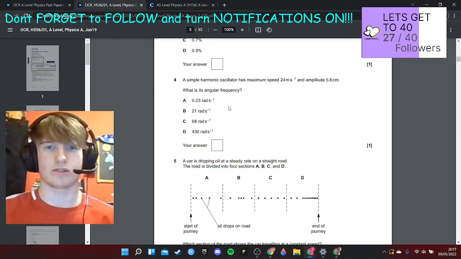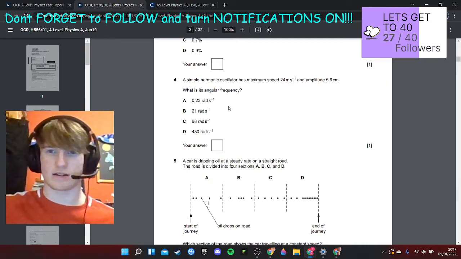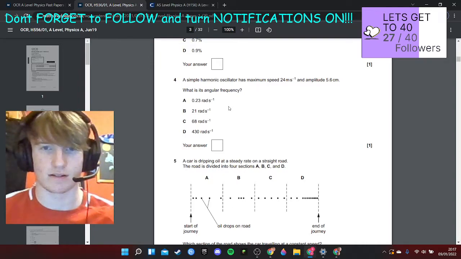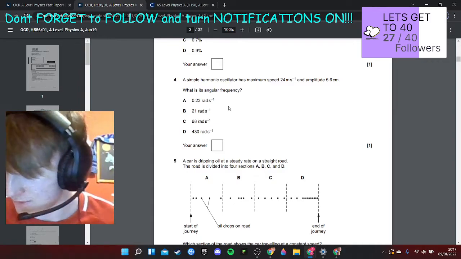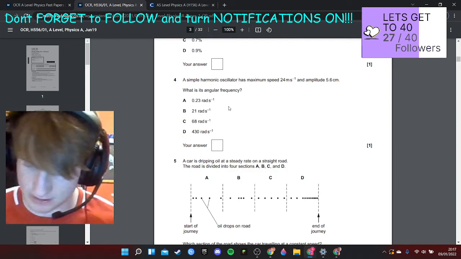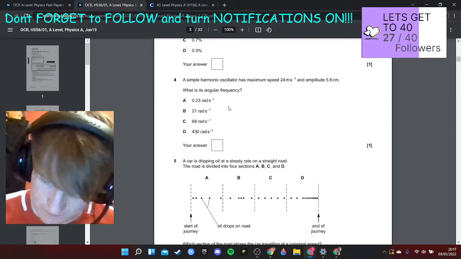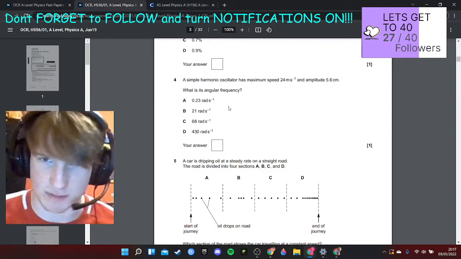If it's a harmonic oscillator, surely the amplitude would be half of that. So it would be 2.5 or 0.3. That is 5, 6, 7, 8. So that is 2.8. So 24 equals angular speed.